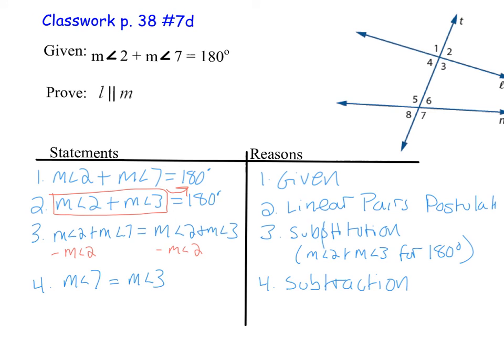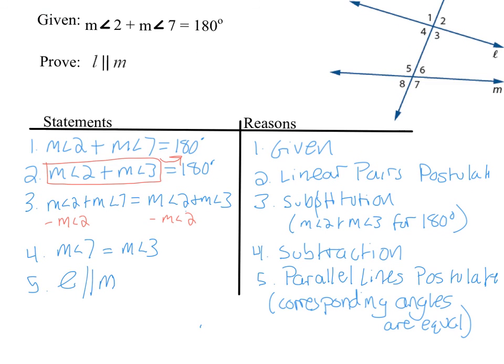Now that I have angle 7 equal to angle 3, I know those are corresponding angles, and because of the parallel lines postulate, I now know that line L is going to be parallel to line M. And so that's going to be my fifth step, what I'm trying to prove, that line L is parallel to line M, and my reasoning is because of the parallel lines postulate. So now I have it. I proved line L is parallel to line M.